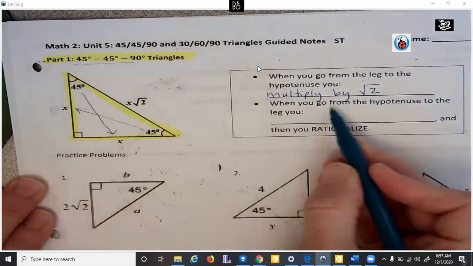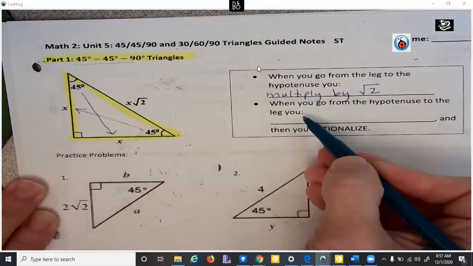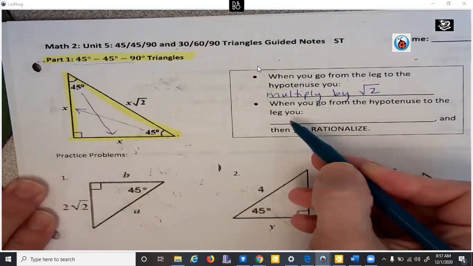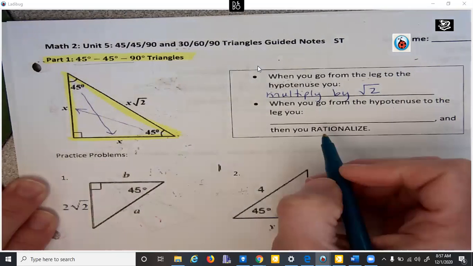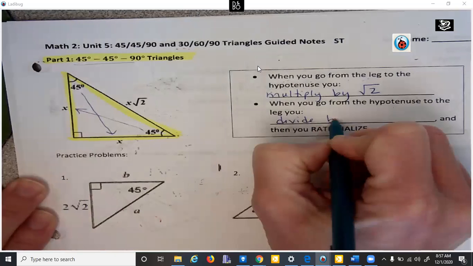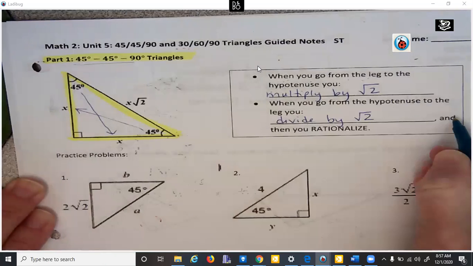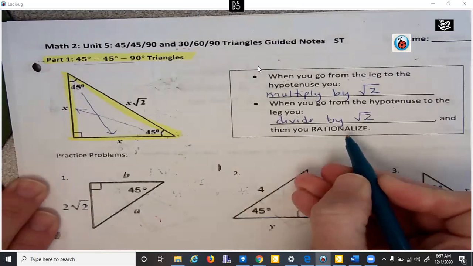When you go from the hypotenuse to the leg, what do you think you do, guys, if you're going backwards from the hypotenuse to the leg? Divide by square root 2. Divide by root 2. Very good, Tyler. You divide by square root 2. And then you rationalize, all right? And we're going to talk about what rationalizing means.